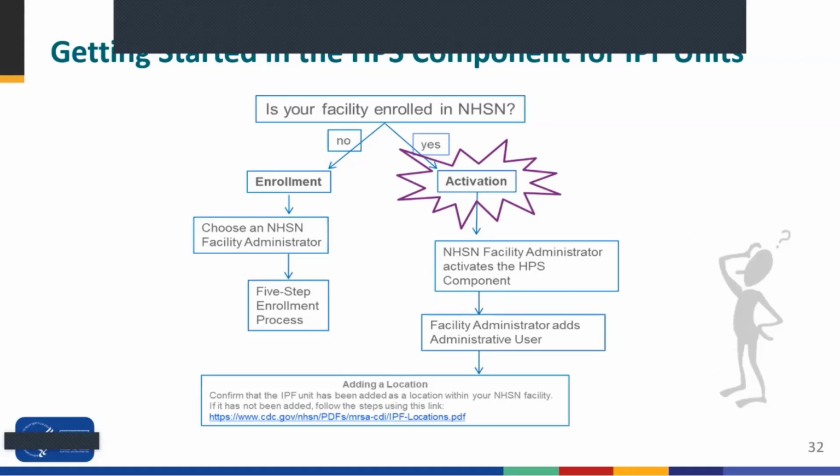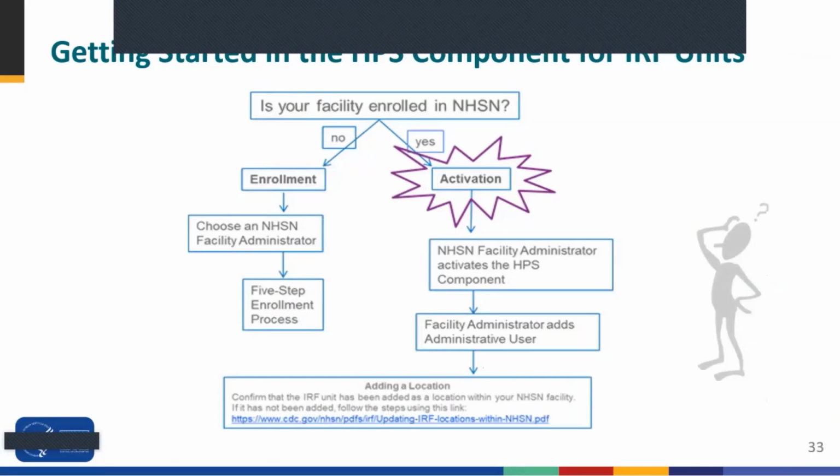Once a facility has activated the healthcare personnel safety component, IPF units reporting data separately from the acute care or critical access facilities must have their location added within the NHSN facility. Please see the link on the slide for further instructions on adding locations. The same applies to IRF units reporting data separately from the acute care or critical access facilities. Units must ensure that locations are mapped within the freestanding facility. Again, the link on this slide will provide further instructions on adding locations.